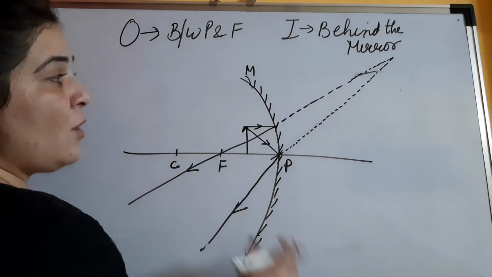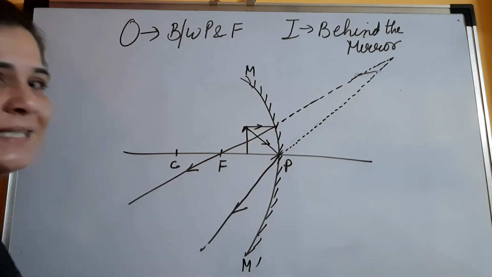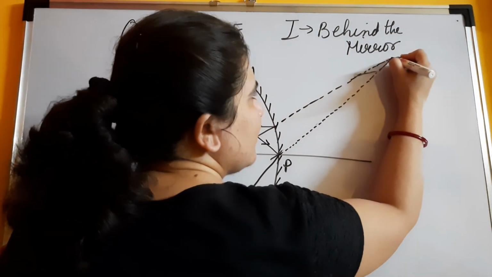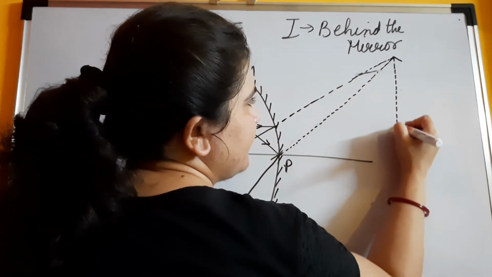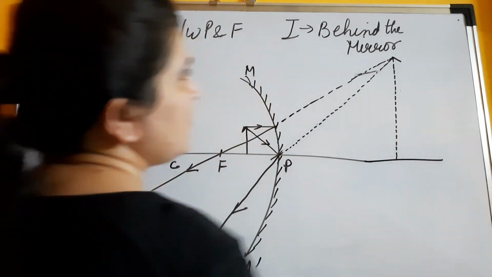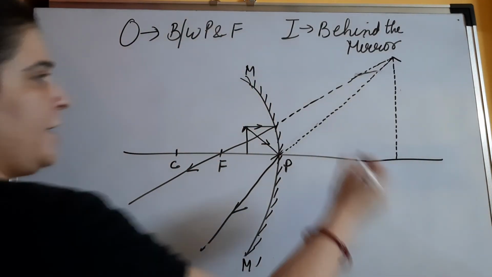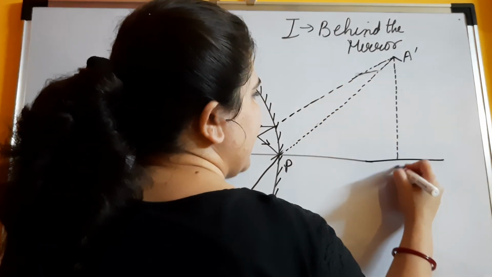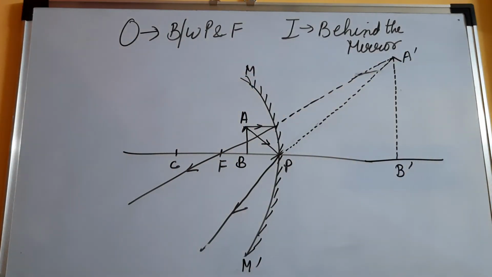At this point, because we have extended the ray, it means that the image is virtual. So in this case you are going to draw the image on the principal axis, but because this is a virtual one, you are going to make it dotted. This is the object AB, and this is the image A dash, B dash behind the mirror, on the other side of the mirror. And this is the case which is normally used by the dentist to see the dental problems that you all face.